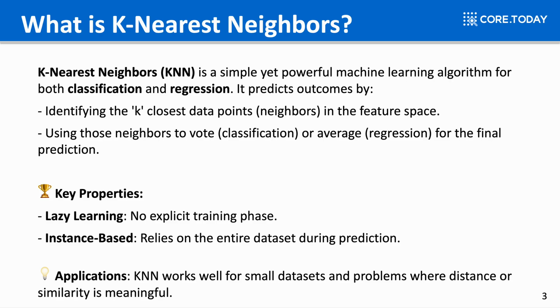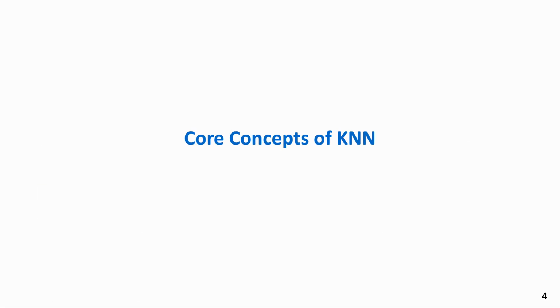KNN provides a direct approach to predictions by focusing on proximity. Picture it like gathering opinions from your closest friends when making a decision. KNN evaluates the closest data points to form its prediction. Think of it as simple, yet surprisingly effective for certain datasets.